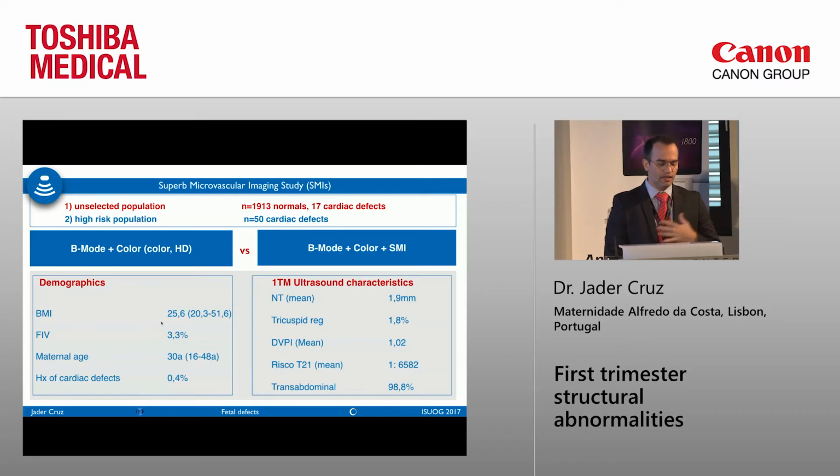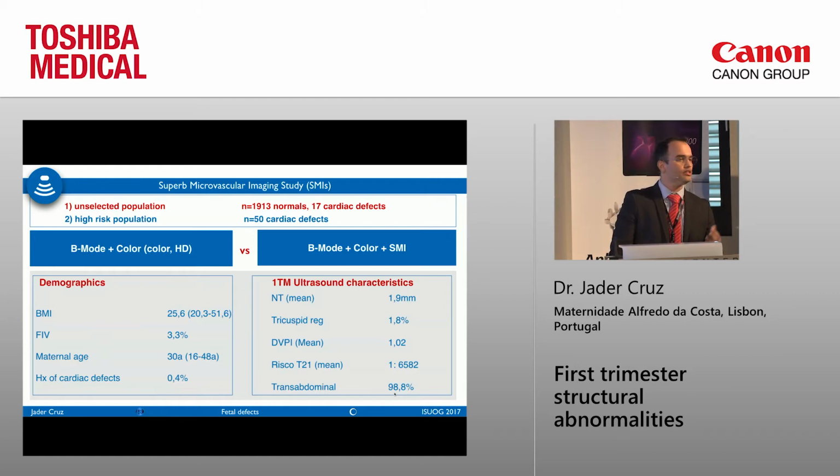It's just to show you that it's actually an unselected population. BMI in my area is about 25%. Some of them are from IVF pregnancy. The average maternal age is 30 years. The history of cardiac defects in the family is about 0.4%. The mean NT is normal. Tricuspid regurgitation incidence is about 1.8%, a little bit lower than what I was expecting. Ductus venosus PI mean is 1. The mean risk for trisomy 21 is 1 in 6,000, and 98.8%, to be more accurate, of these patients were assessed transabdominally. So the images I'm going to show you are all transabdominal.